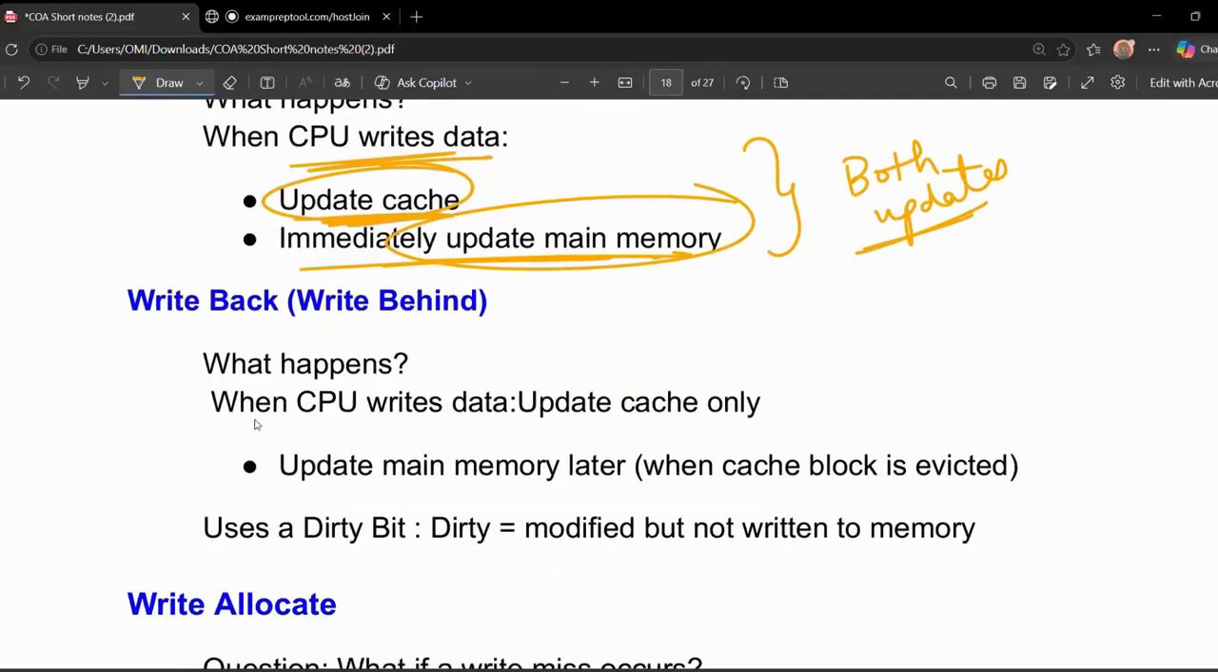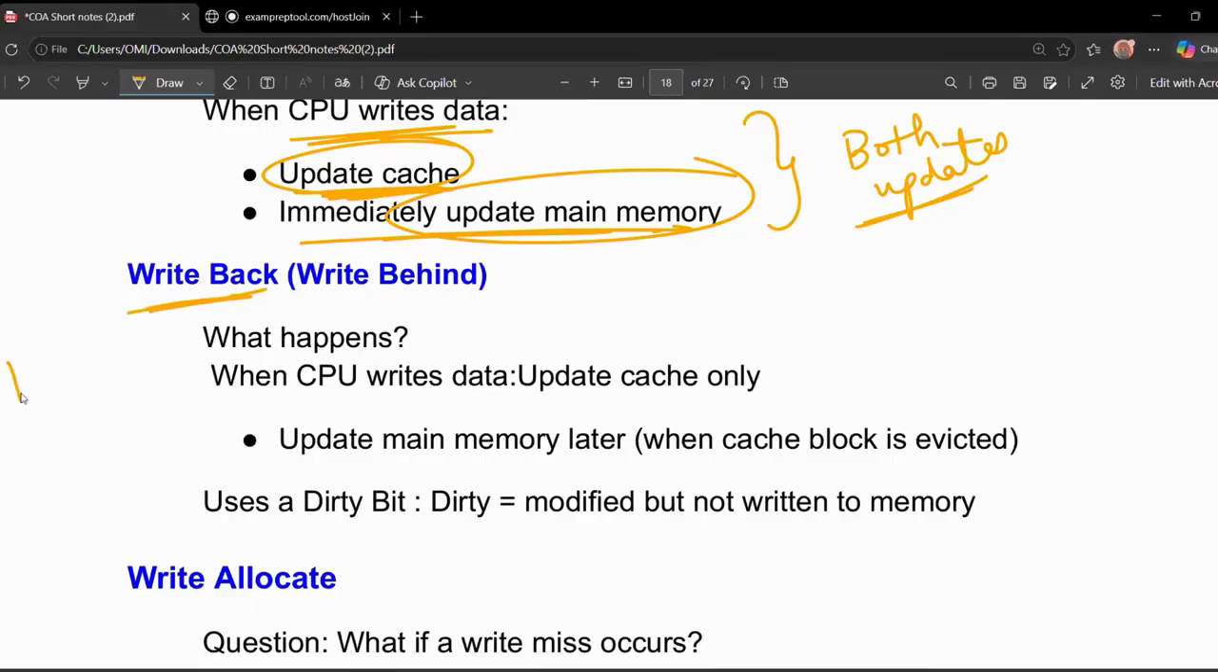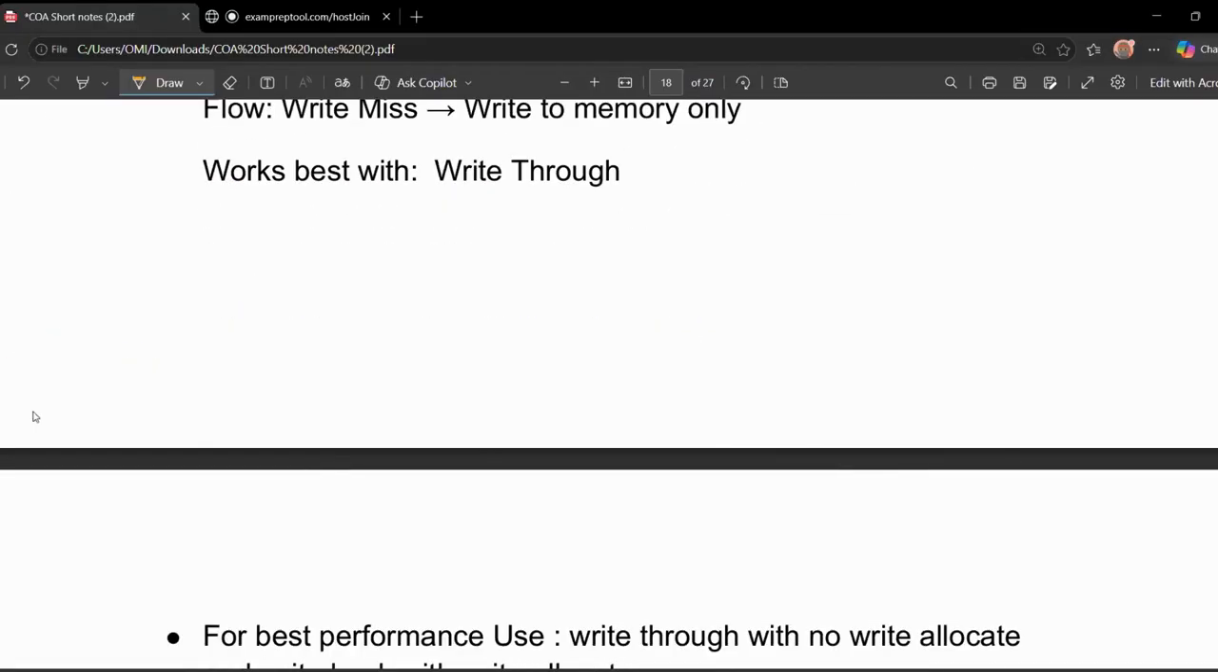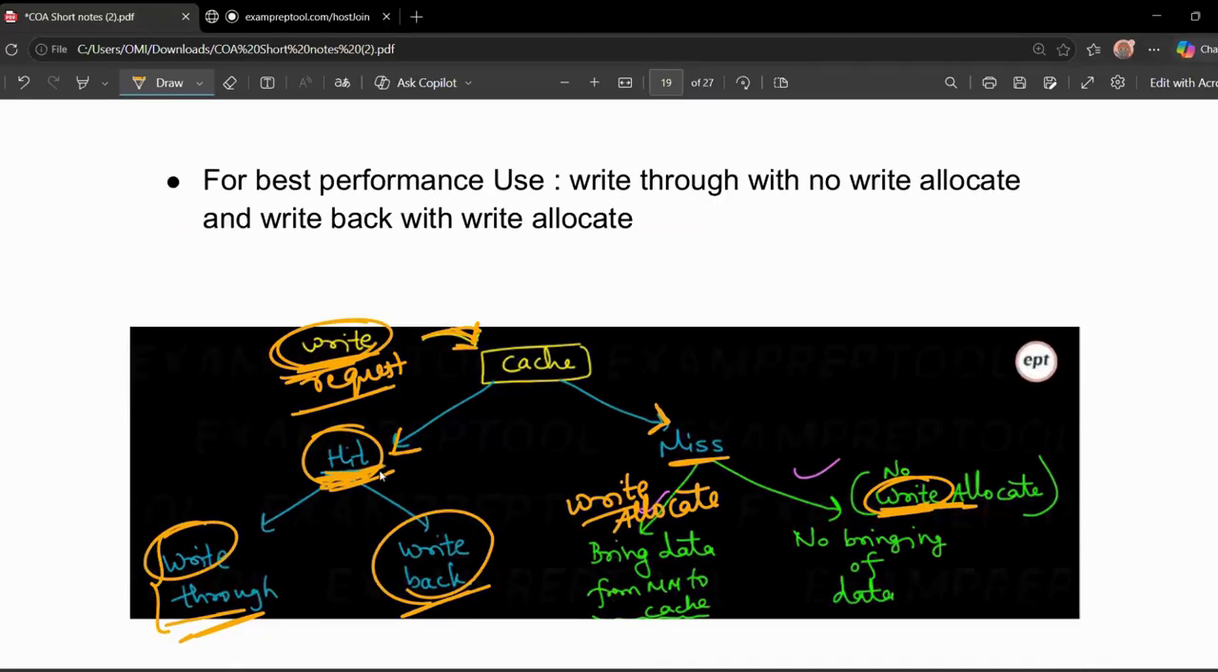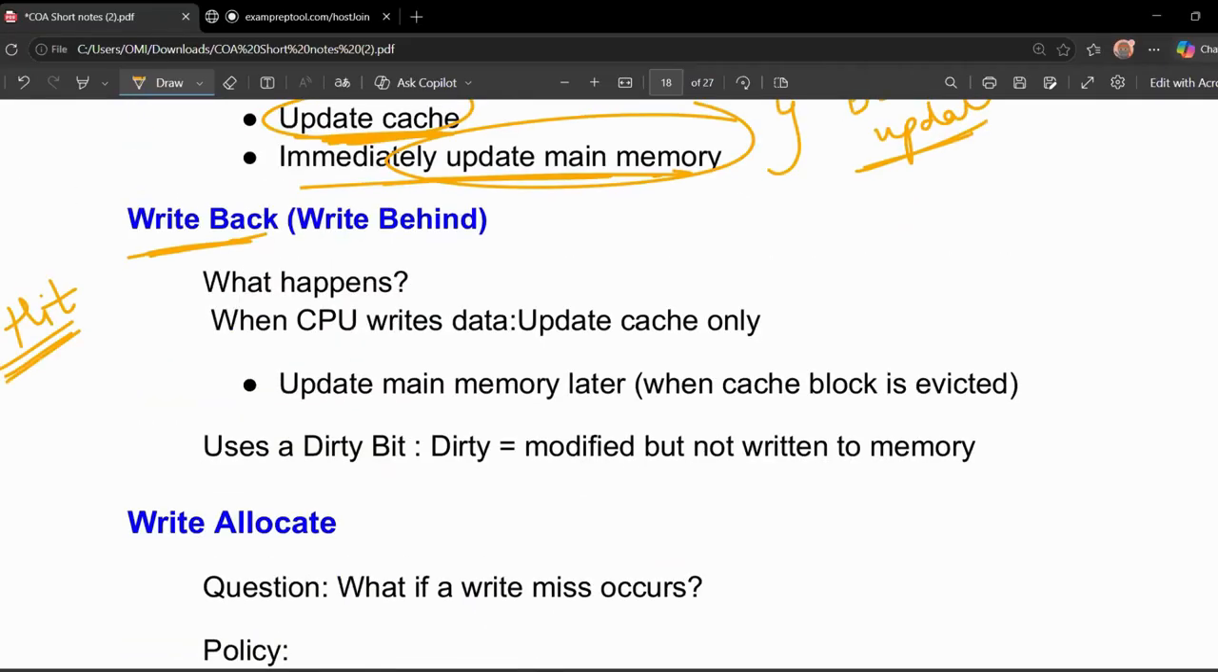Now, what is the write back cache? It is also used in the hit scenario, as I have already told. In a hit, you have write through and write back. So what does write back say? What happens when the CPU writes data? Update the cache only. Update the main memory later.